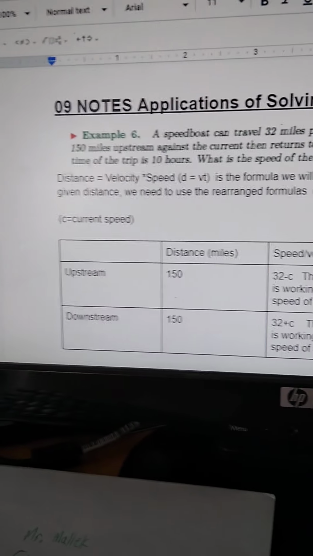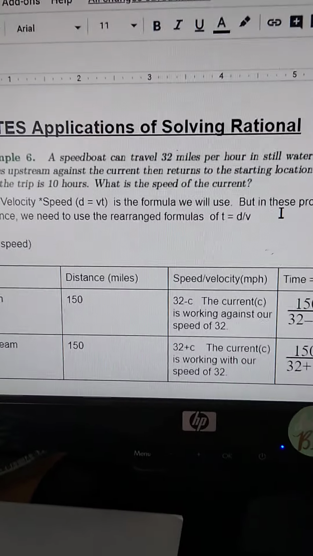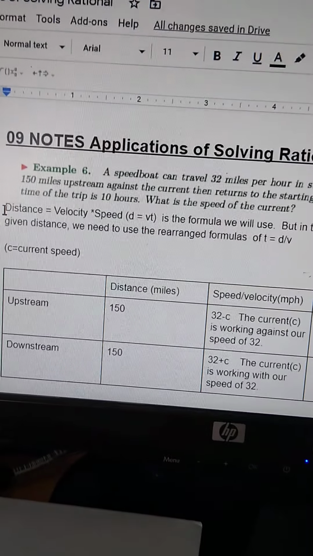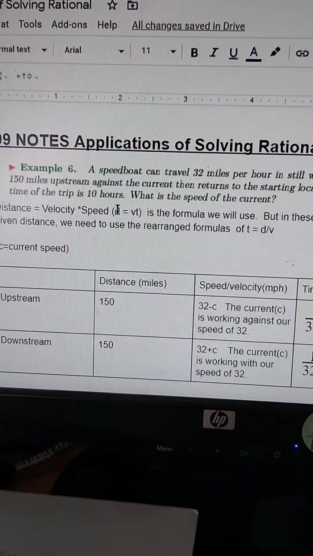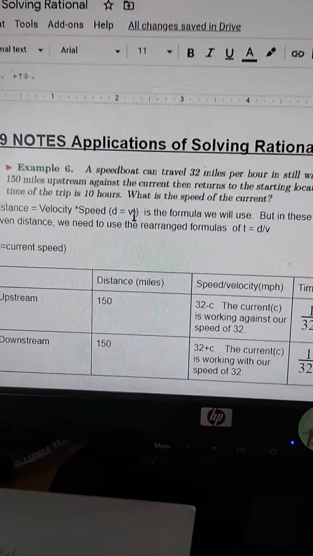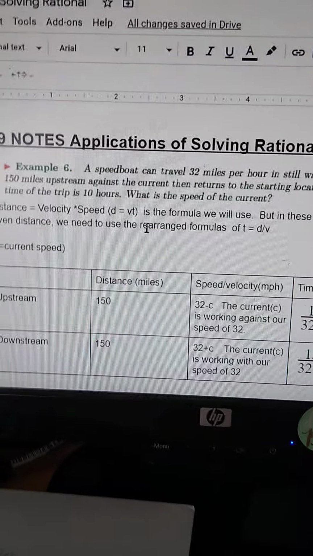So the total time for the trip was 10 hours. What is the speed of the current? So we're going to be using this formula, distance equals velocity times time, or D equals VT. Sometimes you'll see that as D equals RT, where R is the rate.